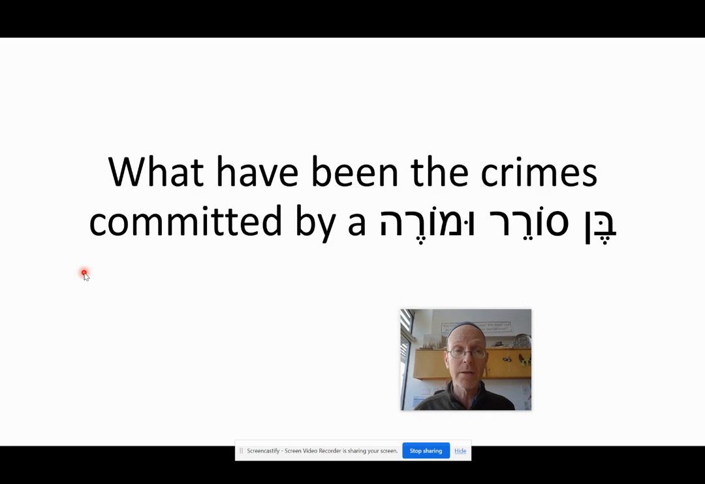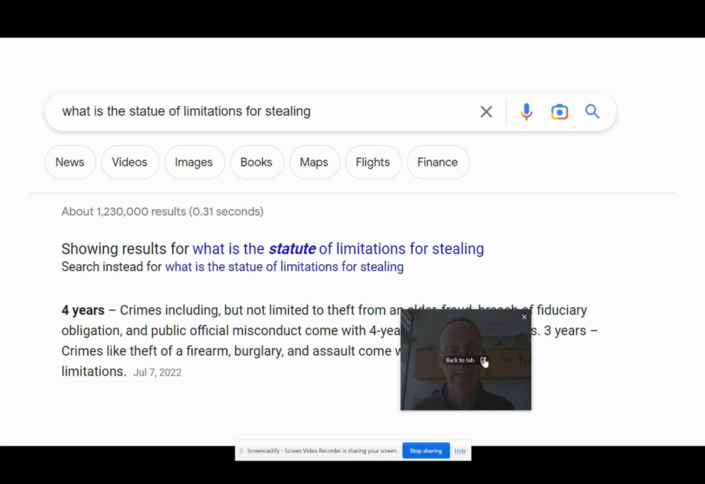But what have been the crimes that have been committed by a Ben Surrer Moreh? That's question number 21. Has it been murder? No. Well, what have they done? That's question number 21. And now let's look at, are there statute of limitations for things that a Ben Surrer Moreh have done? Well, look at this, everyone.